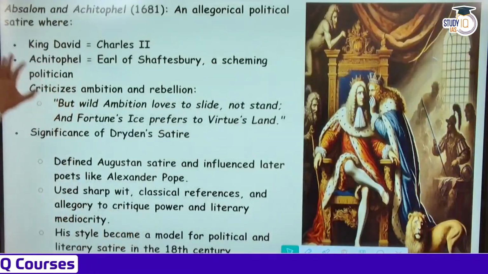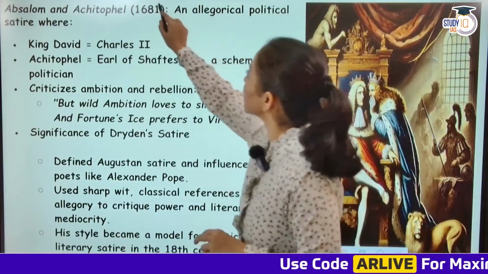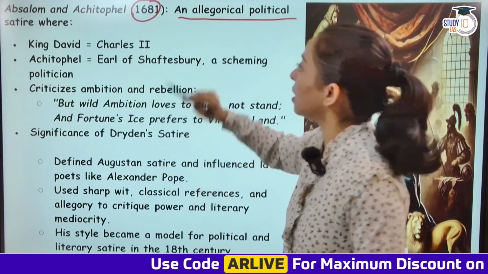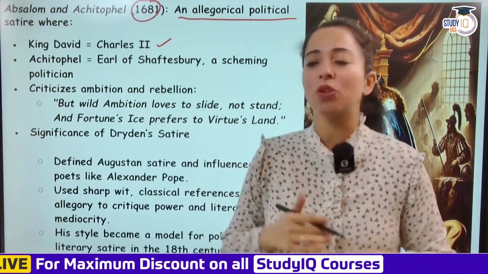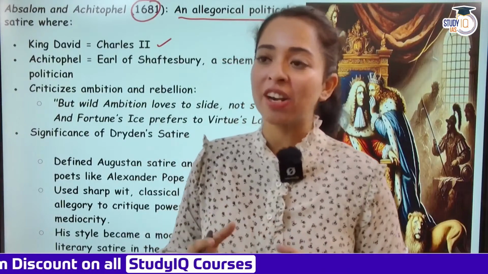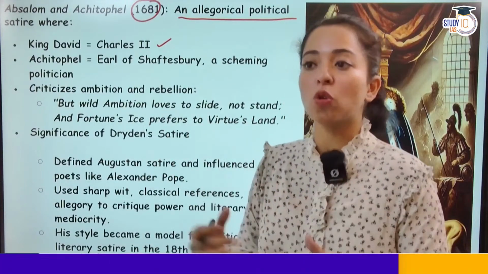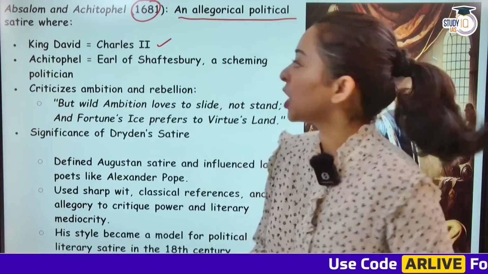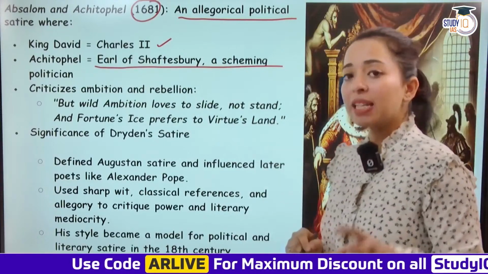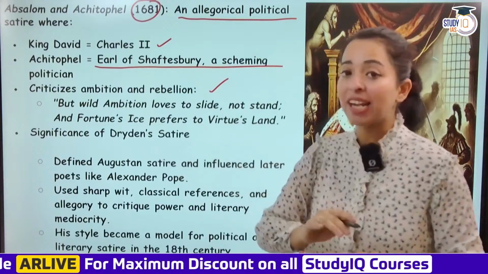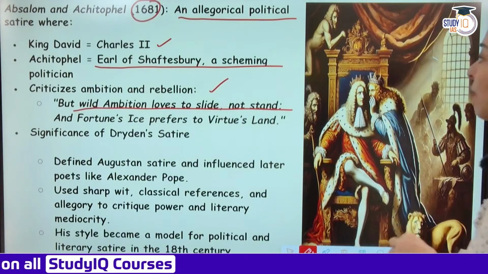Next, moving ahead, Absalom and Achitophel, ये political satire है Dryden का. And this was written in 1681, an allegorical political satire. King David कौन थे इसमें? Charles II होते हैं. Okay, so उस time पे guys एक बहुत ही ज़्यादा rebellious atmosphere चल रहा था. Why? Because Charles II wanted to pass down his kingdom, और उसको ये हो रहा था कि कोई illegitimate उनका heir आ जाएगा. So King David is Charles II. Achitophel, Earl of Shaftesbury, a scheming politician, and this poem criticizes ambition and rebellion in the lines. Look at these lines: "But wild ambition loves to slide, not stand, and fortune's ice prefers to virtue's land."